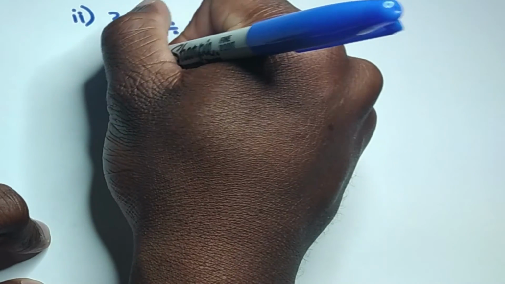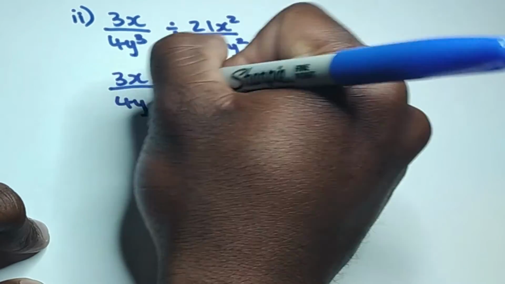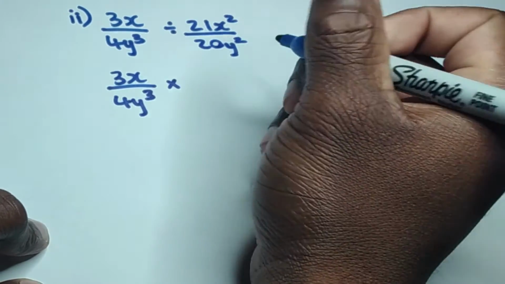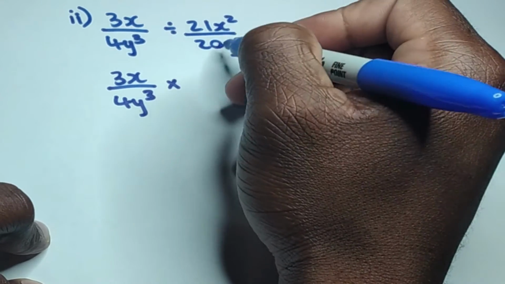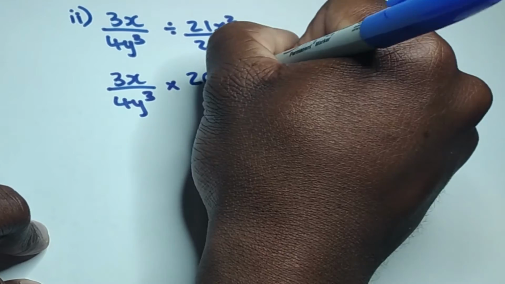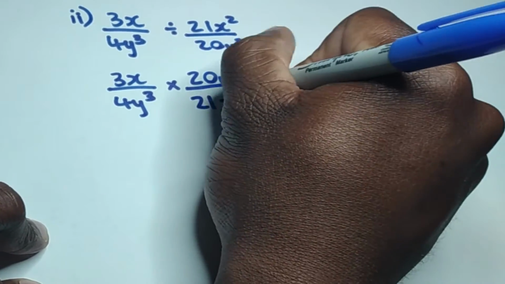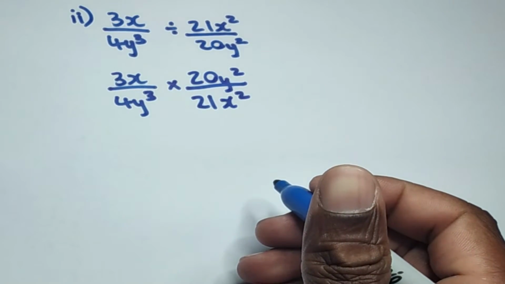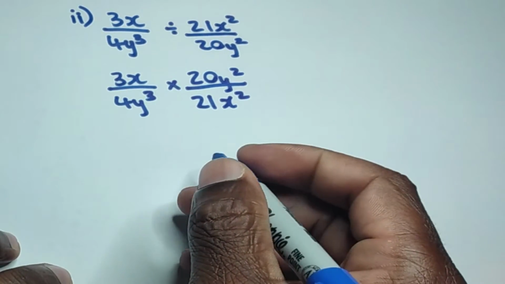We keep the first fraction, so we keep the 3x over 4y cubed, and we change the division sign to multiplication, and then we flip the second fraction. So 21x squared over 20y squared will become 20y squared over 21x squared. All right. Now what we can do is multiply numerator by numerator.